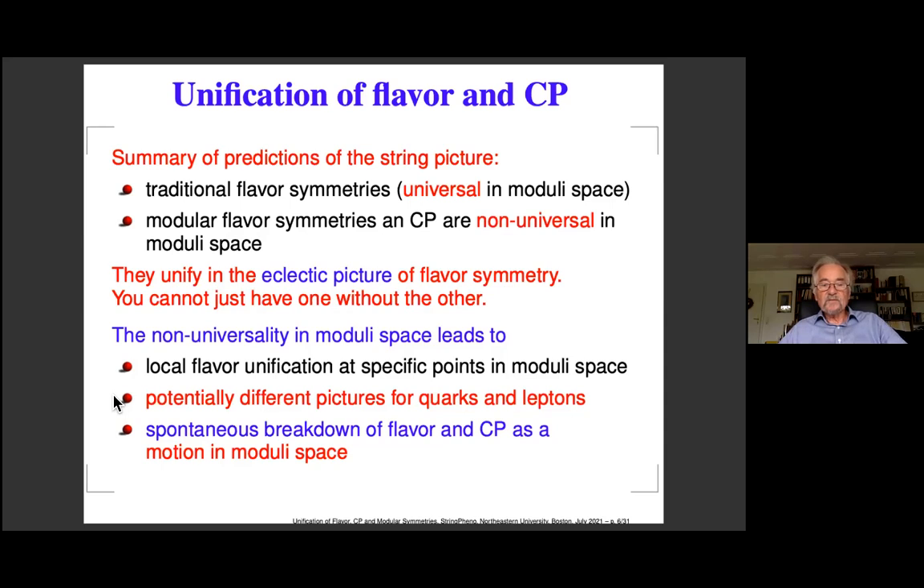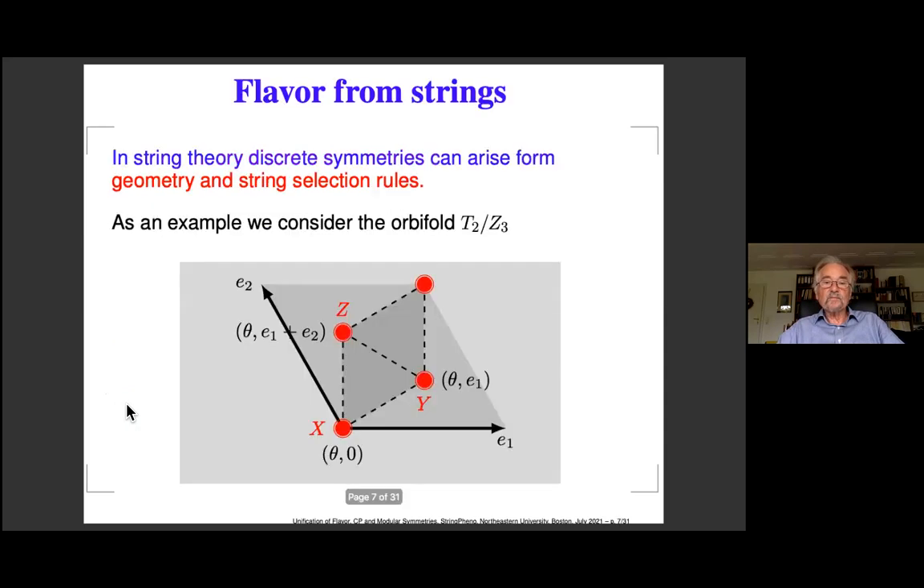If you are at the specific points, you have an enhanced symmetry, but if you go away from it, the enhanced symmetries will be spontaneously broken. So let me give you a simple example of how you can get flavor symmetries from strings.